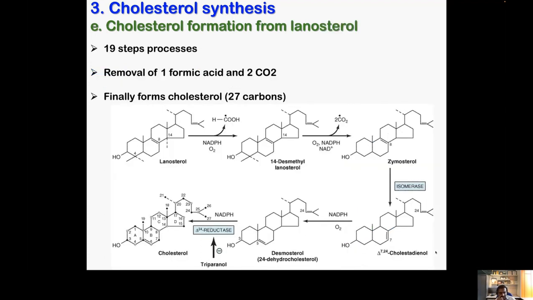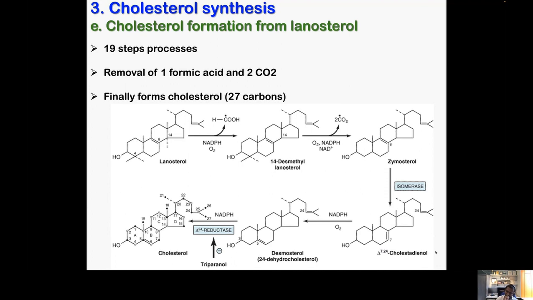So the last step here is the cholesterol formation from lanosterol. By utilizing the lanosterol, now we need to produce cholesterol. So here 19 steps are involved. We're not going to go through all these steps in detail.